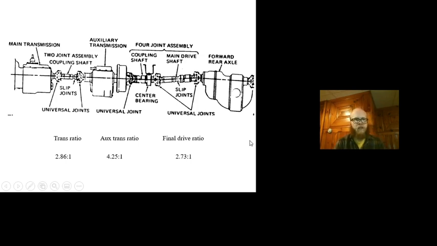Each one of these has a gear ratio. My final drive is going to always be at that 2.73, but my transmission and my auxiliary trans can switch. Usually the auxiliary trans is just 2 gears. I don't know if you've ever heard of truck drivers double sticking, where they have 2 stick shifts, and one's for the main transmission, one's for the auxiliary.